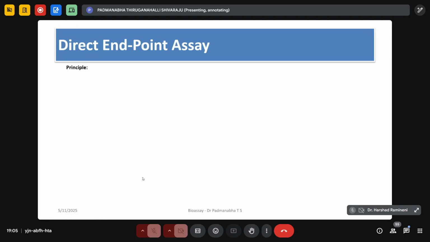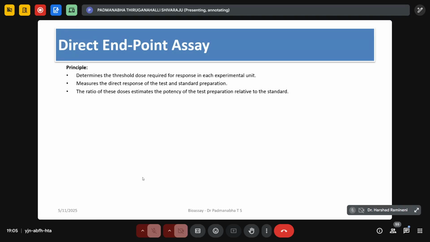So coming to the direct endpoint assay, in brief, we basically determine the threshold dose required for response in each experimental unit. So basically it is the ratio of these doses which will estimate the potency of the test preparation relative to the standard drug. This is the common thing which we do in all the assays, where we compare the potency of the test preparation in relation to the standard dose.